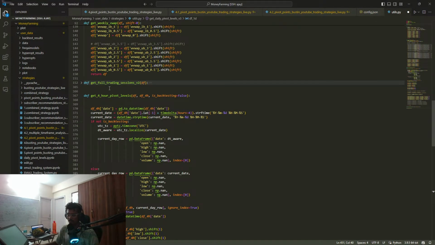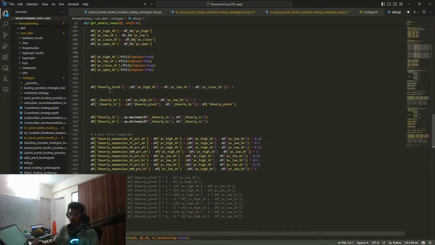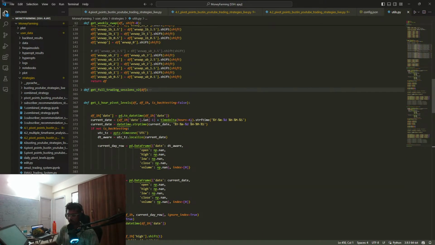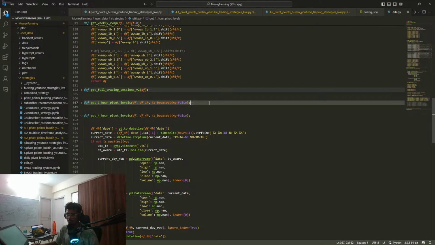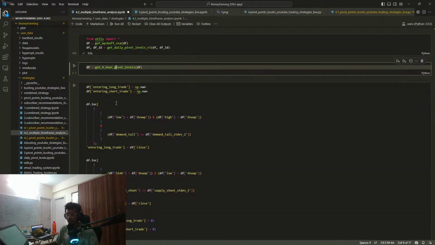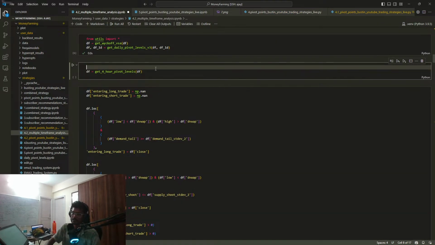So here it's 4, right? Now here it's for 1 hour, so take 1. Okay, all right. So we can get the 4 hour candlestick, and we can get the 1 hour as well.